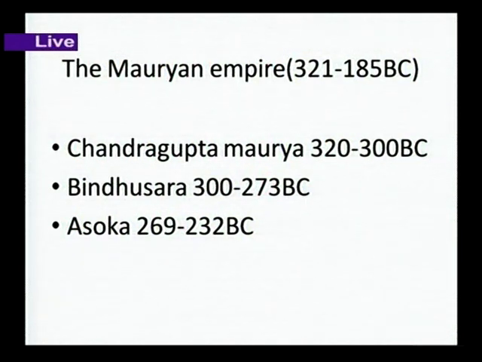From 321 to 185 BC, the Mauryan Empire ruled. Among the Mauryans, we had many rulers. The main rulers: Chandragupta Maurya, 320 to 300 BC he ruled. Then we have his son Bindusara, 300 to 273 BC. Then we have Ashoka, 269 to 232 BC.